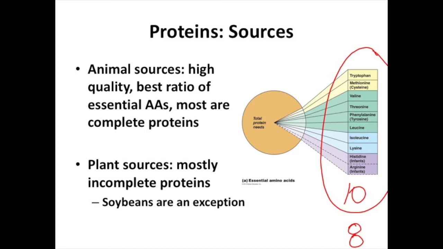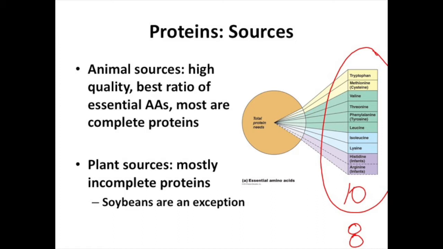So we said there are 10 amino acids you have to get from your diet and 10 that your body can make. So when you eat animal proteins, you are almost always getting all 10 of those essential amino acids. That's what I mean by most are complete proteins. Plant sources tend to be incomplete proteins. They have some of those essential amino acids, but not all of them.